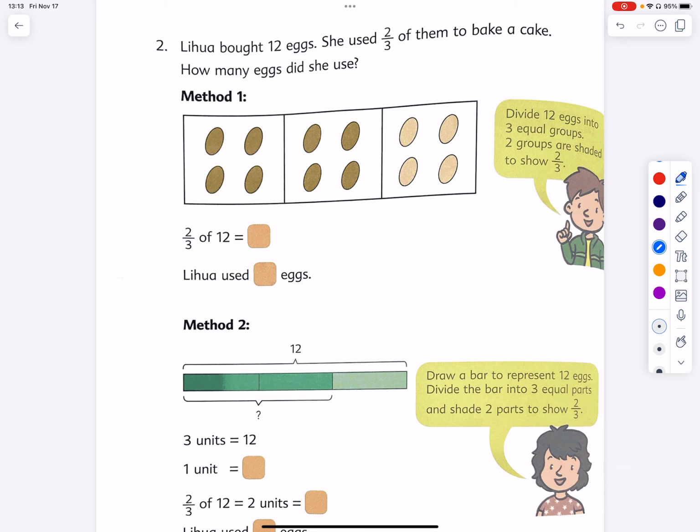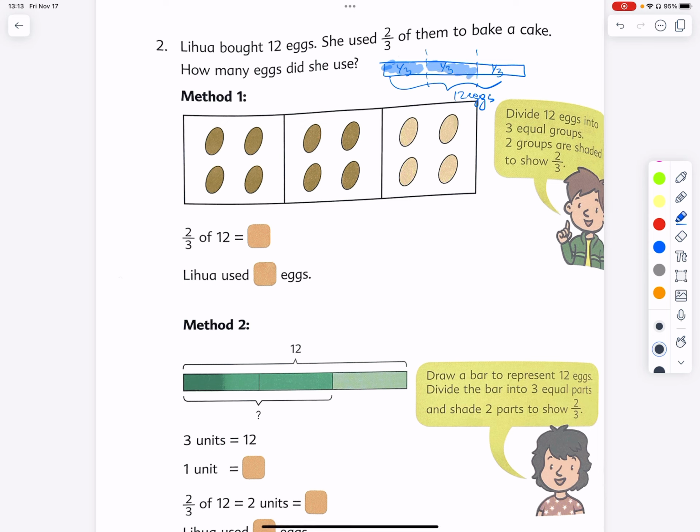Li Hua bought 12 eggs, 1 dozen. She used 2/3 of them. So imagine, this is her total of 12 eggs. Did she use all of them? No. Did she use 2 of them? No. She used 2 out of 3 equal parts. So here we have 1 out of 3, 1 out of 3, 1 out of 3. And what about Li Hua? She used 2/3 of 12.